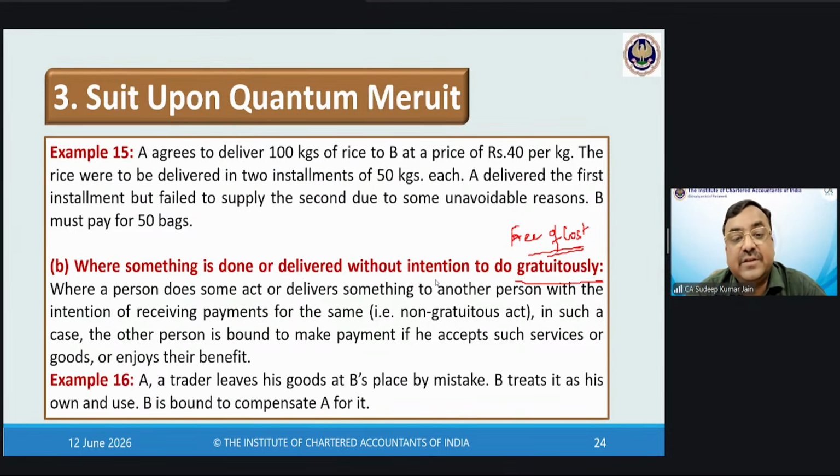See the example. A trader leaves his goods at B's place by mistake. A ने अपना goods कहाँ रख दिया, B के घर पे रख दिया. Now B treats it as his own. Now he has to make the payment. He has put the goods at your house by mistake and you treat it as your own. You have to make the payment. Actually, this type of contract is also called quasi-contract. We will discuss it in unit number 6.